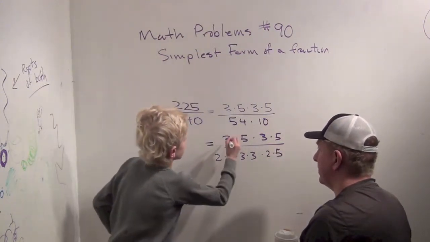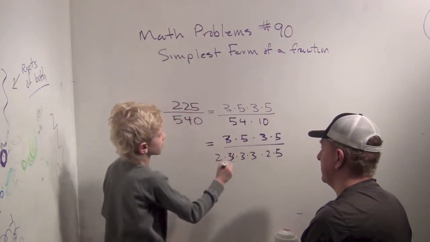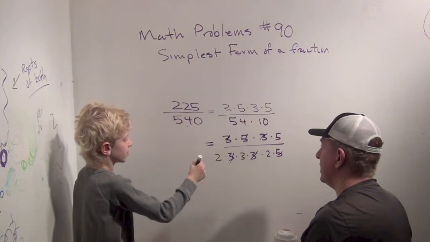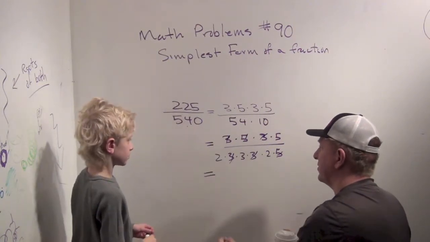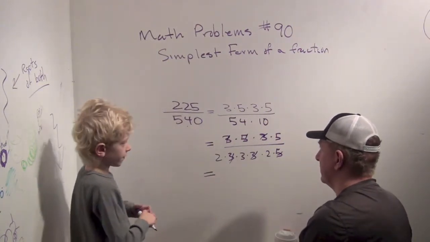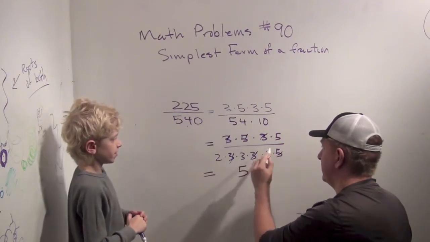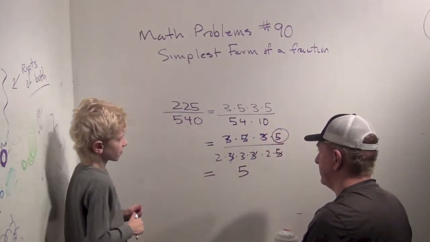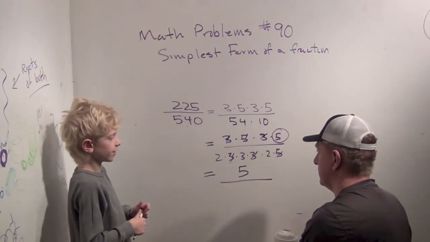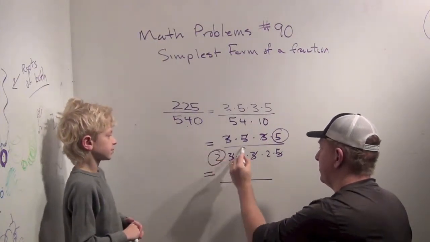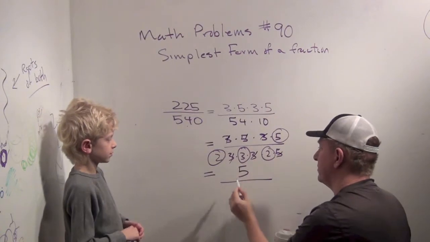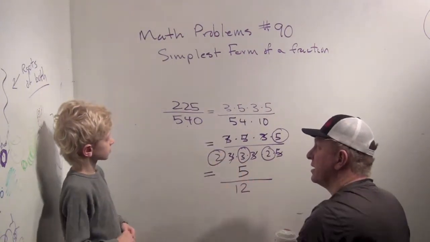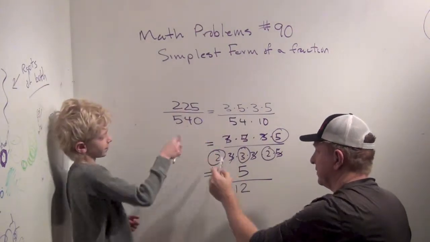Alright, and now you've got it into something where you can cancel. So what was left on the top after all the canceling? Only a 5. So it's 5 over 2 times 3 times 2, or 4 times 3, which is 12. Wow. That fraction was equal to 5/12.